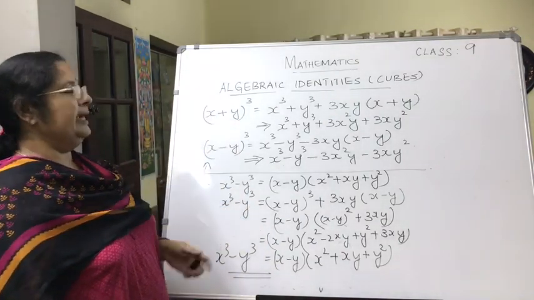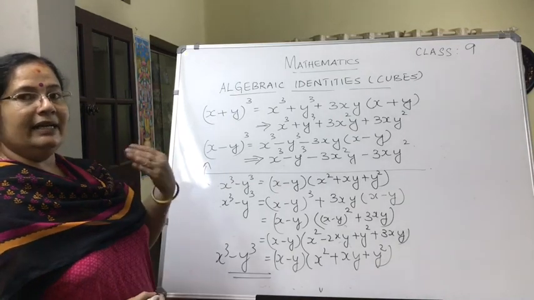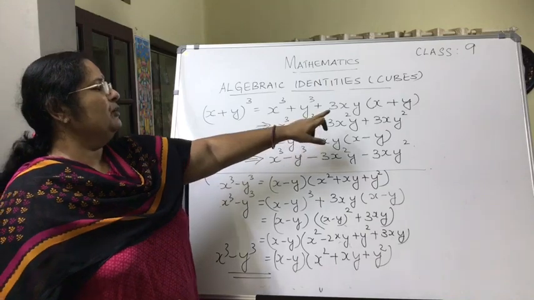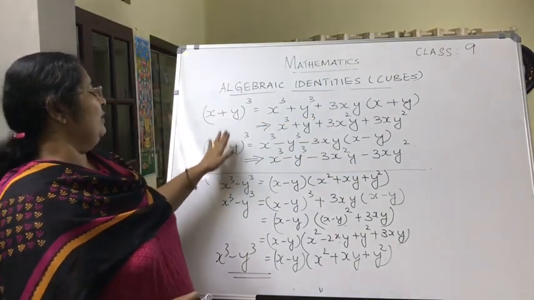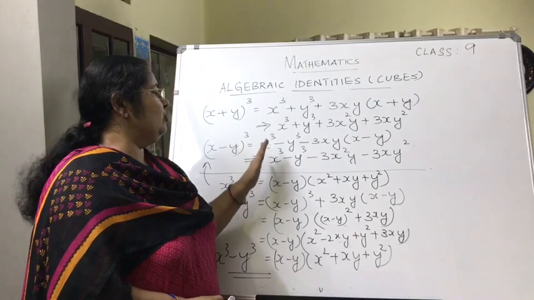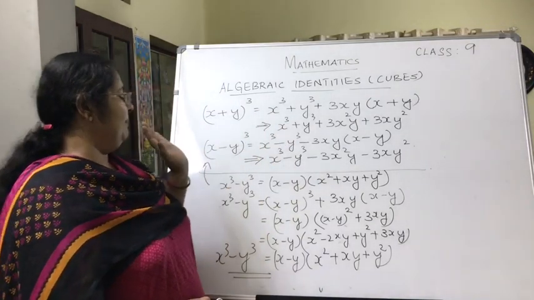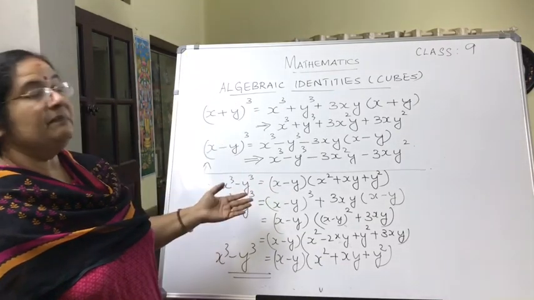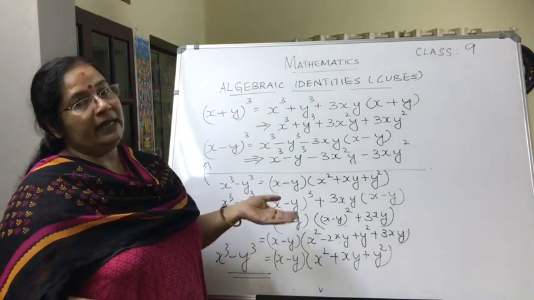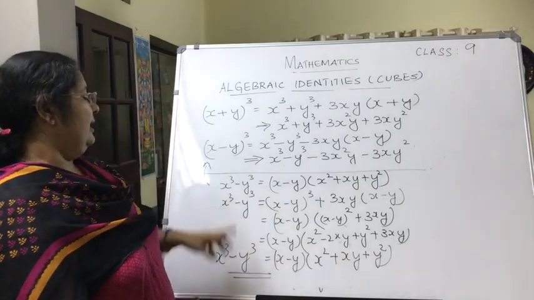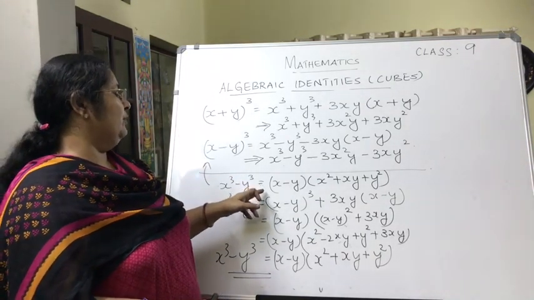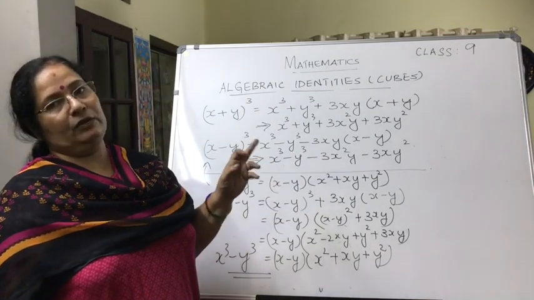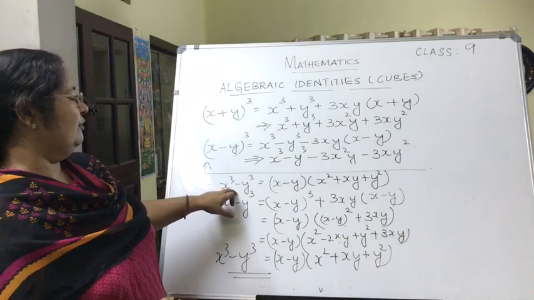So 4 identities we have learned. Let us recollect that once again. X plus y the whole cube is x cube plus y cube plus 3xy into x plus y. X minus y the whole cube is x cube minus y cube minus 3xy into x minus y. X cube plus y cube will be equal to x plus y into x square minus xy plus y square, and x cube minus y cube will be equal to x minus y into x square plus xy plus y square.